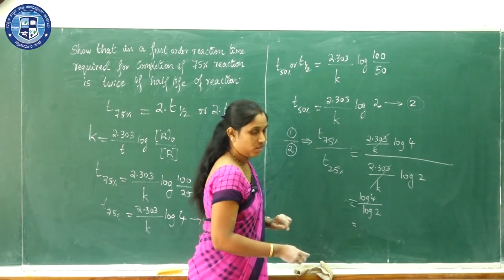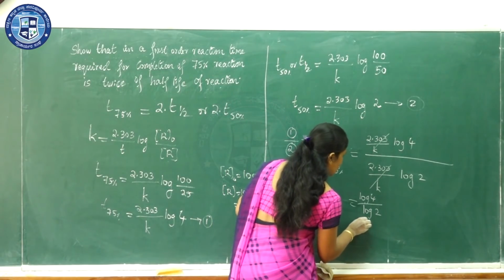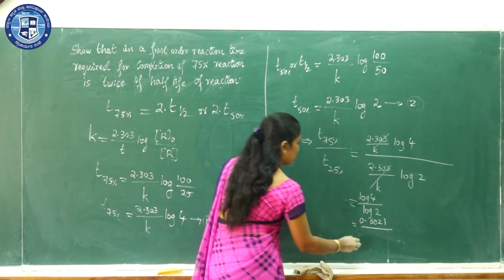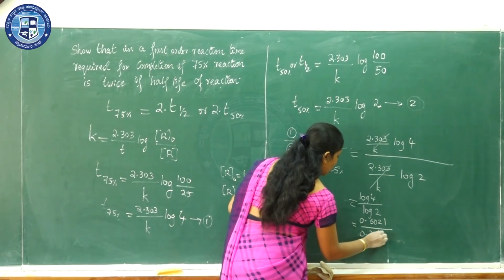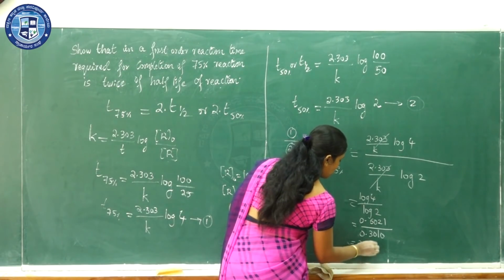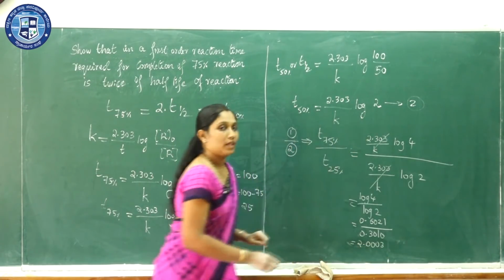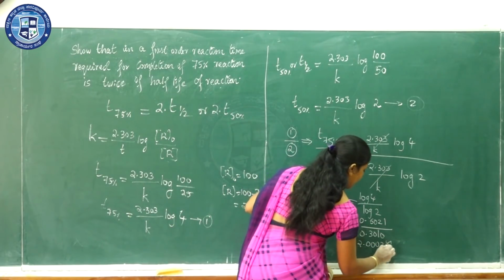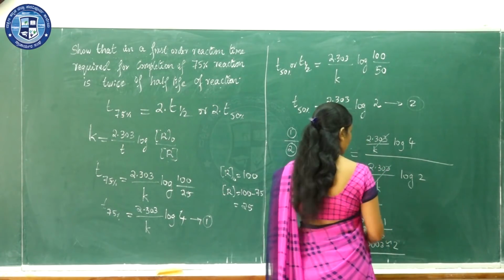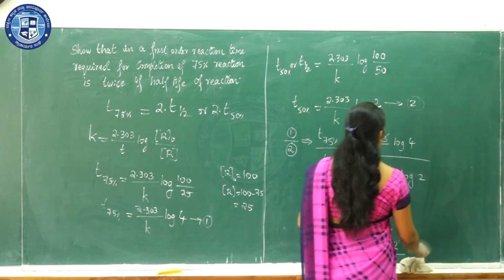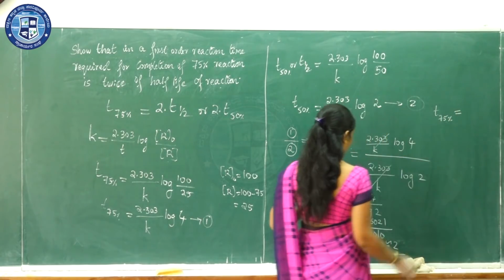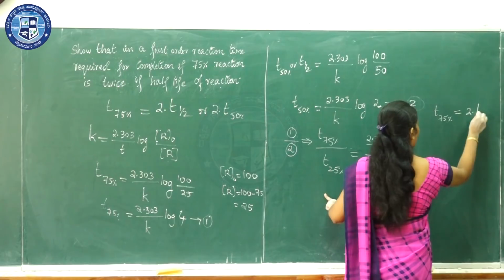So log 4 is 0.6021, and what is log 2? Log 2 is 0.3010. So when you simplify this, it will come out to be 2.0003, which we can take approximately as equal to 2. So therefore, what you can show is, T 75% is equal to twice of T 50%.